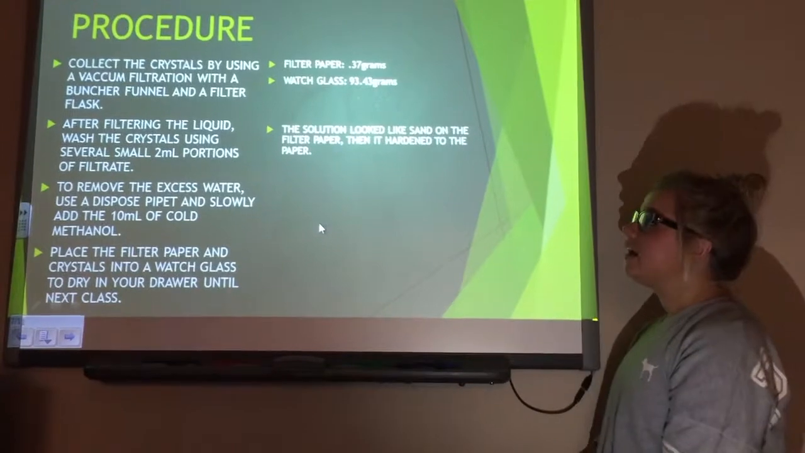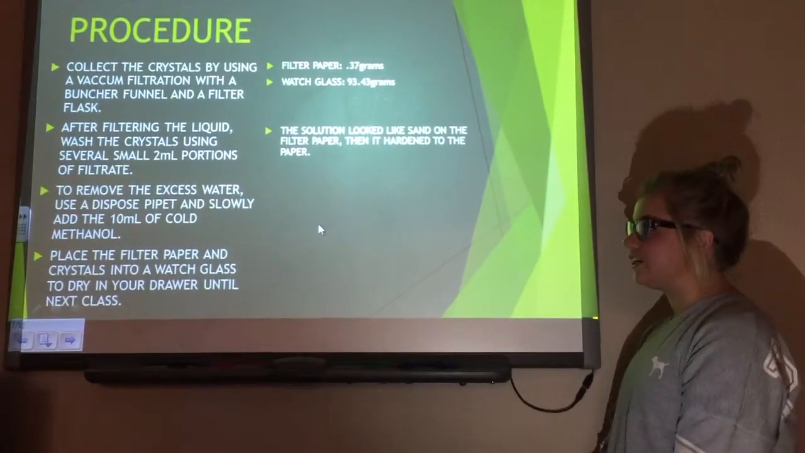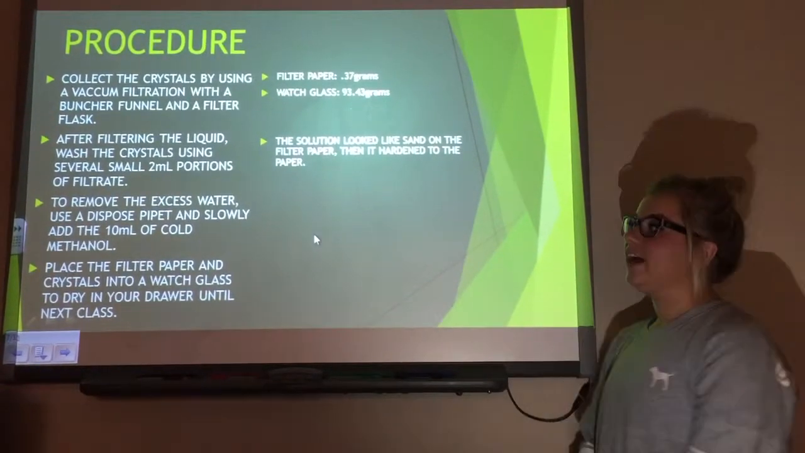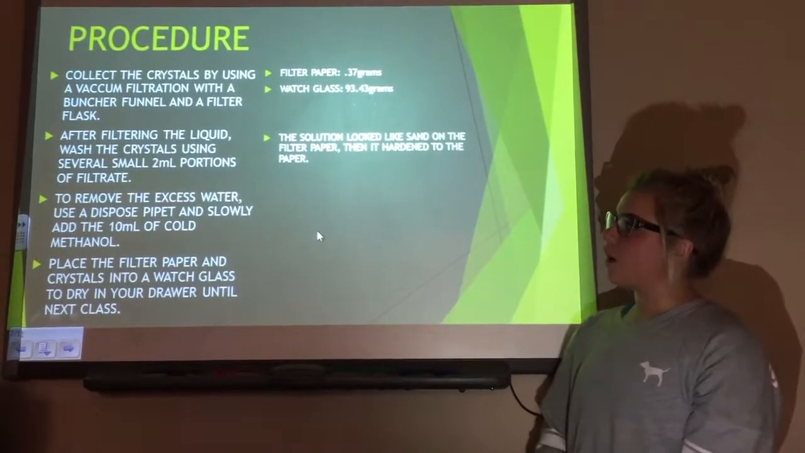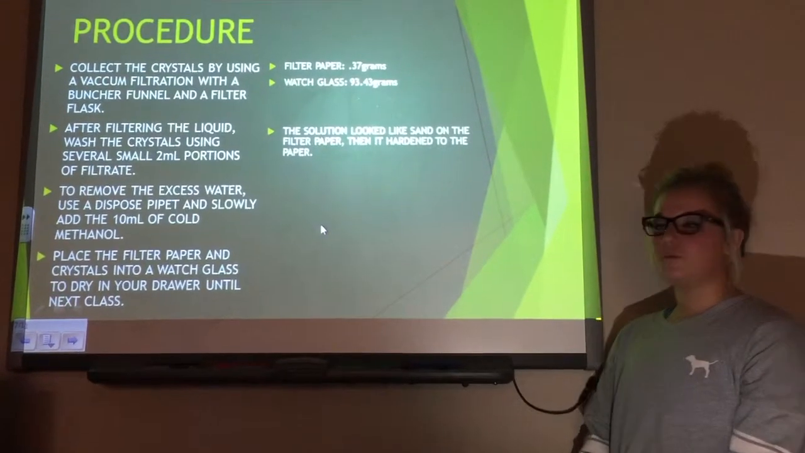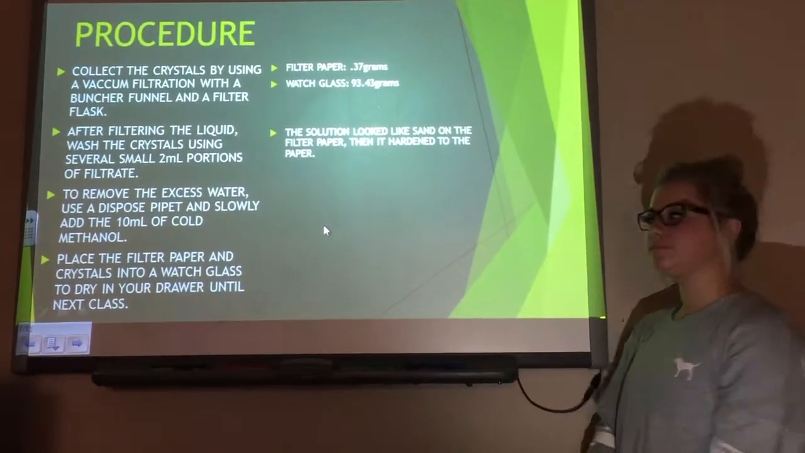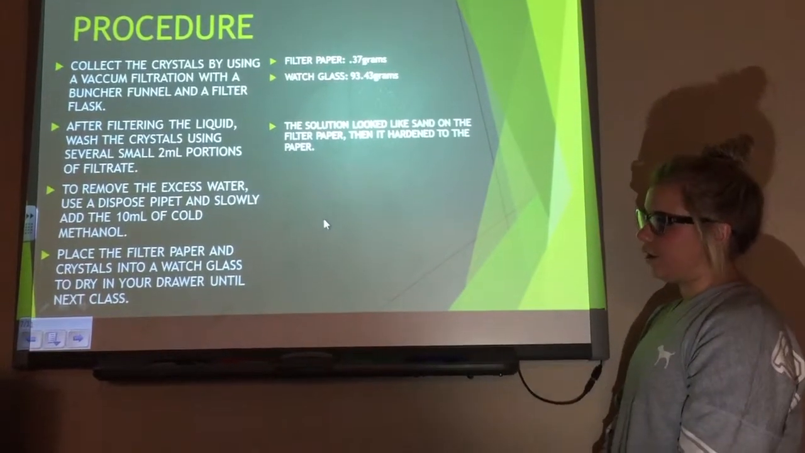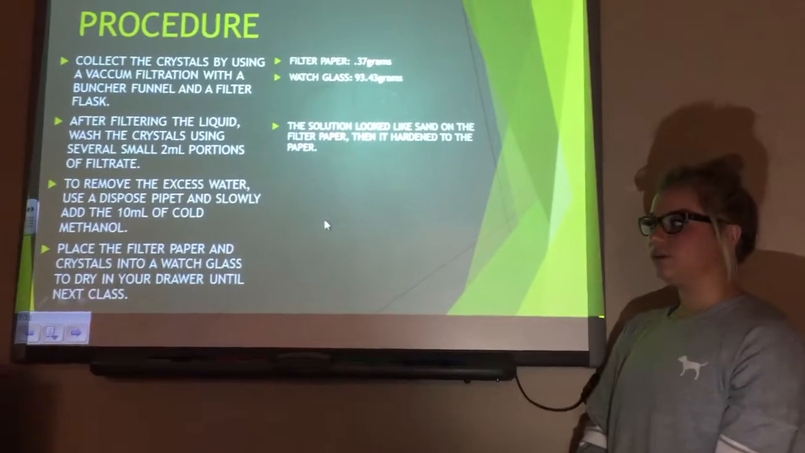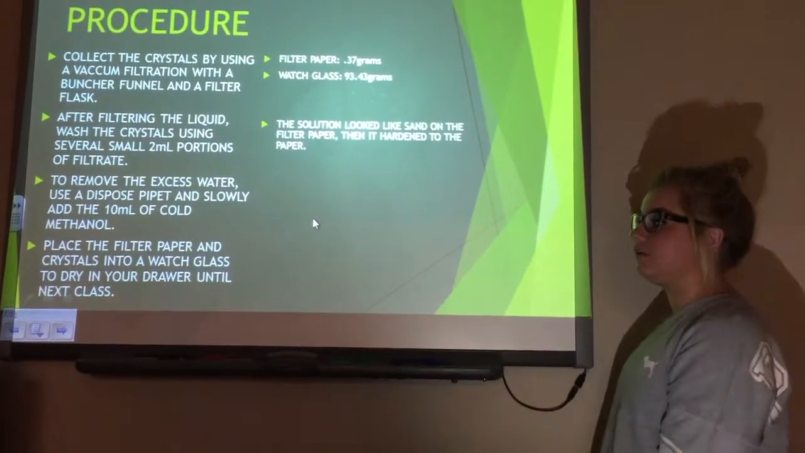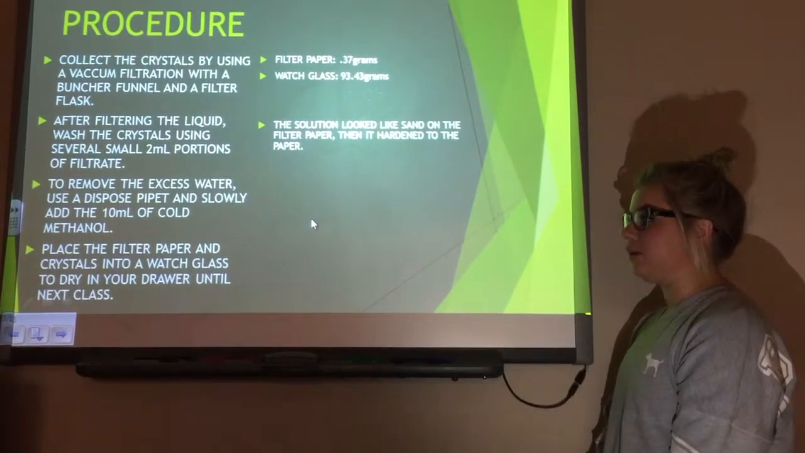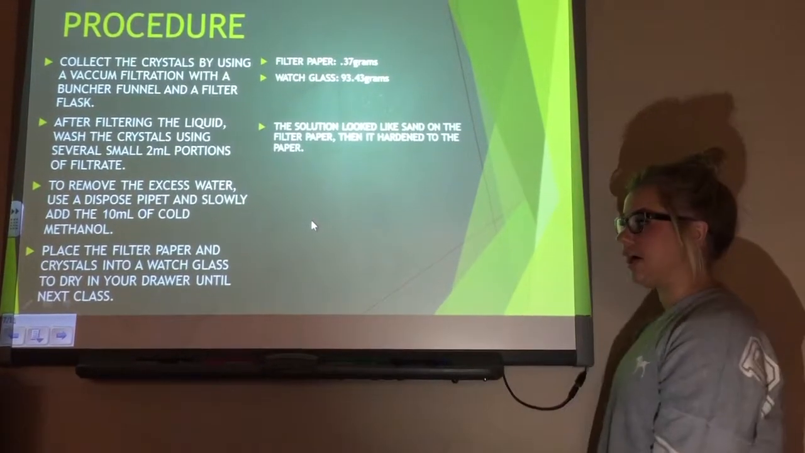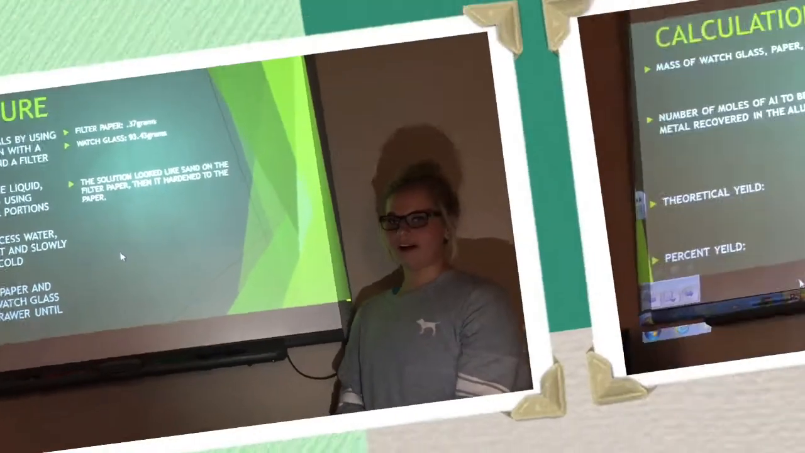Collect the crystals by using a vacuum filtration with a Buechner funnel and a filter flask. After filtering the liquid, wash the crystals using several small 2 milliliter portions of the filtrate. To remove the excess water, use a disposable pipette and slowly add 10 milliliters of cold methanol. Place the filter paper and crystals onto a watch glass to dry in your drawer until the next class.